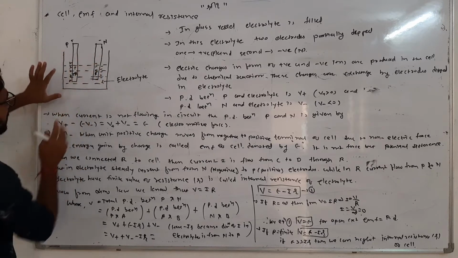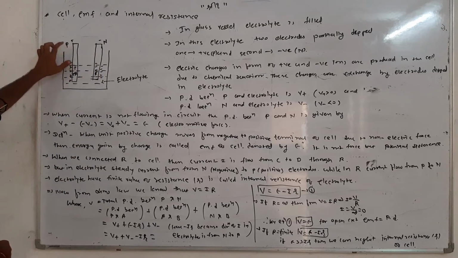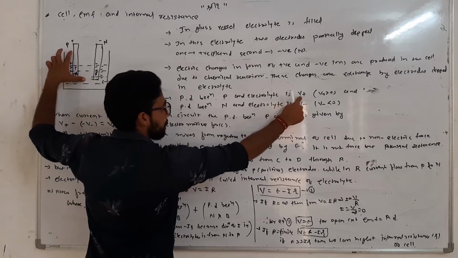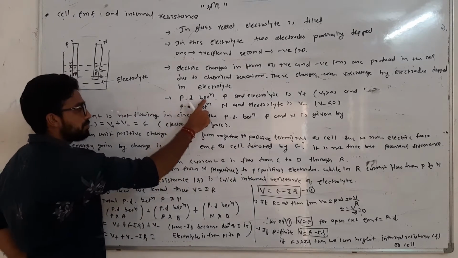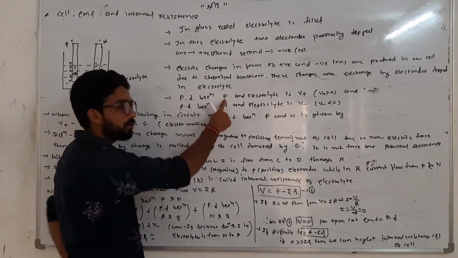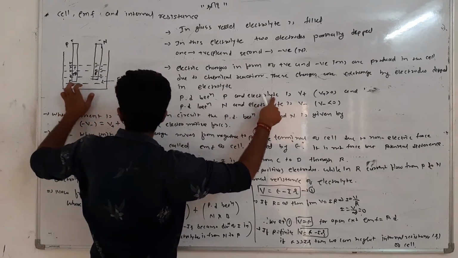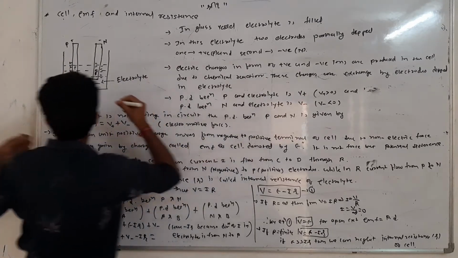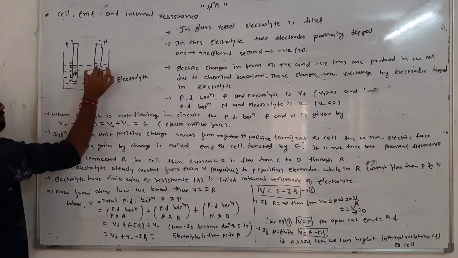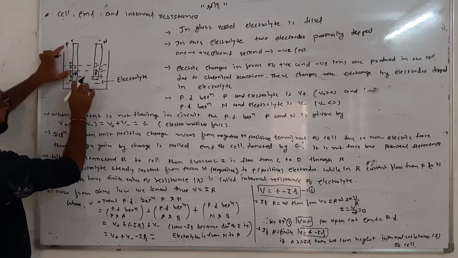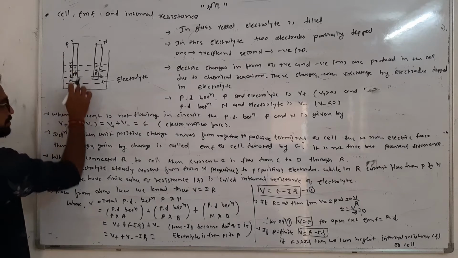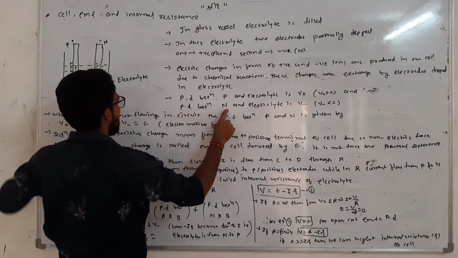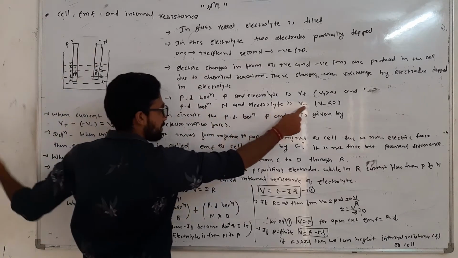Some potential difference will be developed. The potential difference between the positive electrode and the electrolyte is V plus. That means between the point P and a point A, some specific point given in the electrolyte, the potential difference between the positive electrode and the electrolyte is V plus. Similarly, the potential difference between N, our negative electrode, and the electrolyte is V minus.